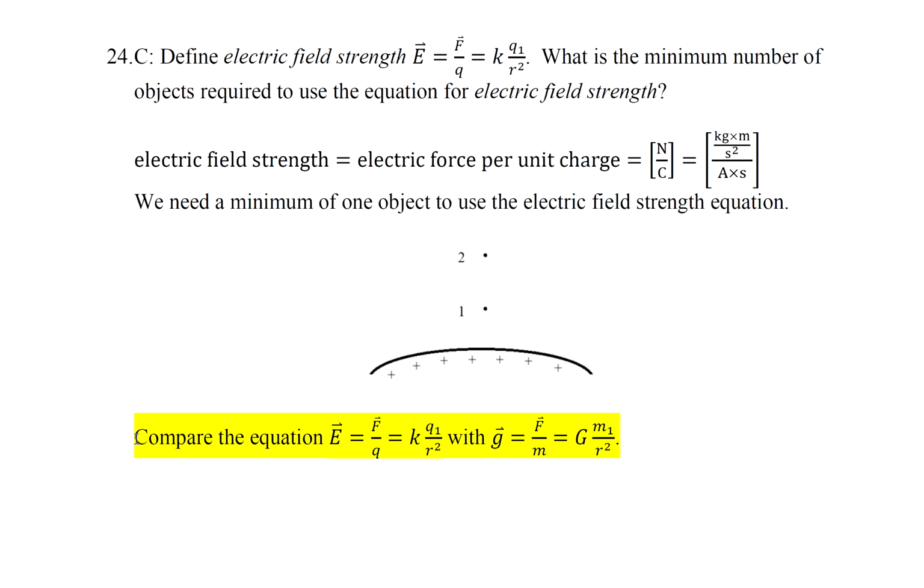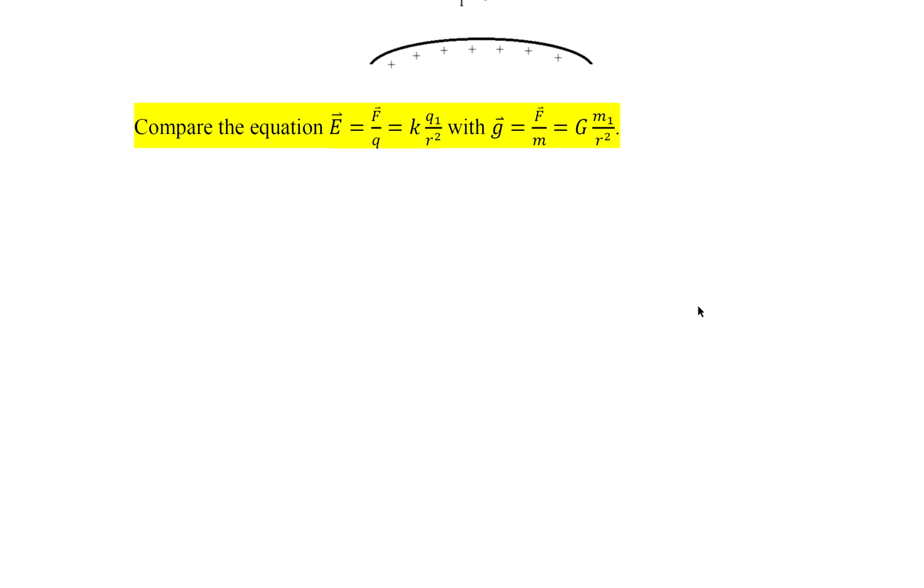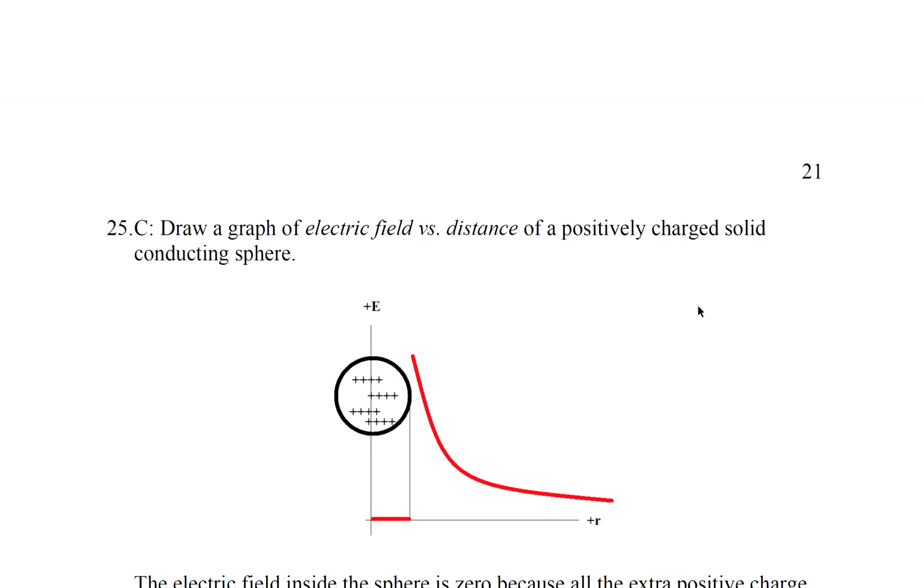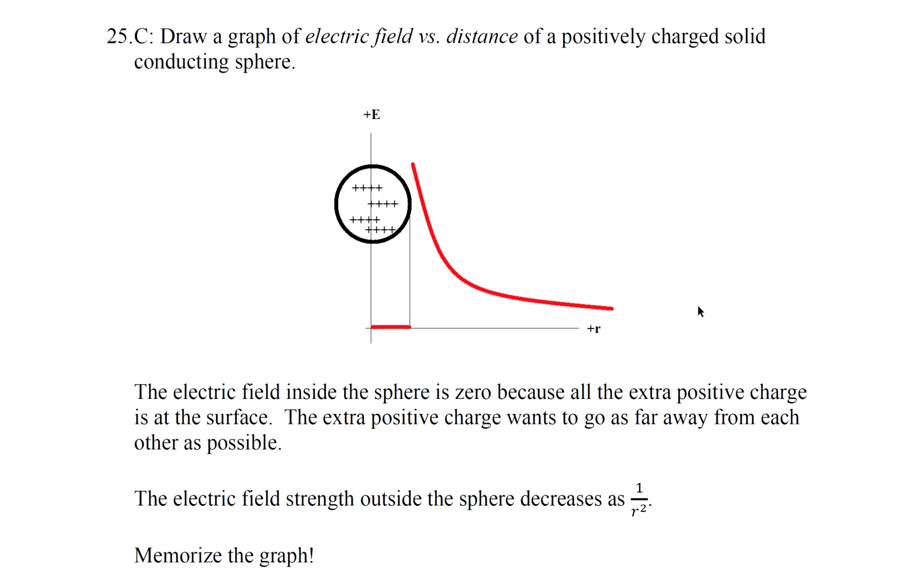So we could compare these two equations, electric field strength and gravitational field strength. They both look very similar. There's a constant K and G. There's a 1 over R squared. They look similar mathematically. This is something you need to memorize.